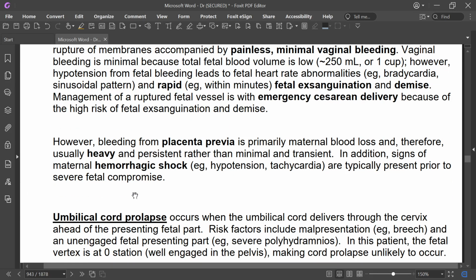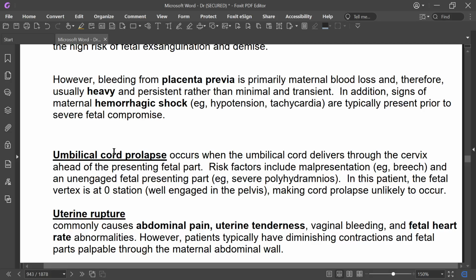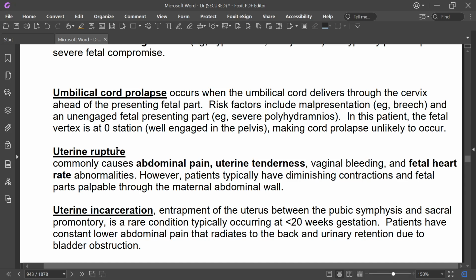However, bleeding from placenta previa is primarily maternal blood loss and therefore usually heavy and persistent rather than minimal and transient. Now, umbilical cord prolapse. Uterine rupture. Uterine rupture commonly causes abdominal pain, uterine tenderness, and fetal heart rate abnormalities. However, patients typically have diminishing contractions and fetal parts palpable through the maternal abdominal wall.